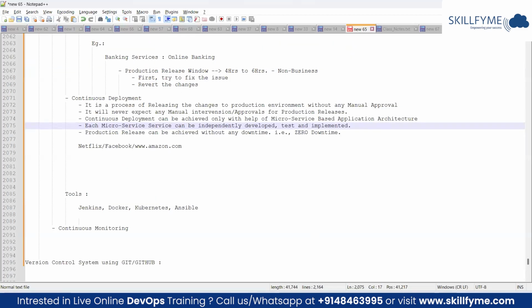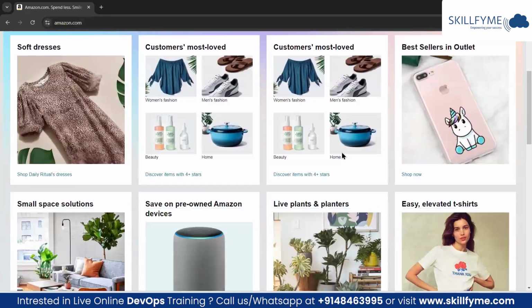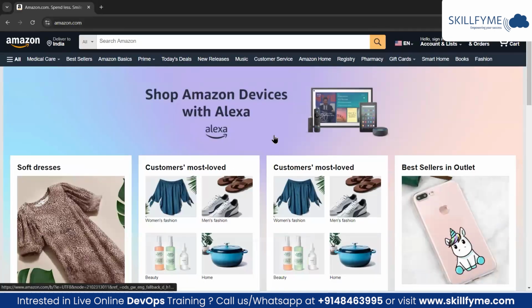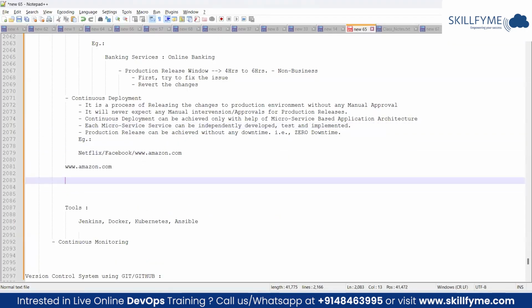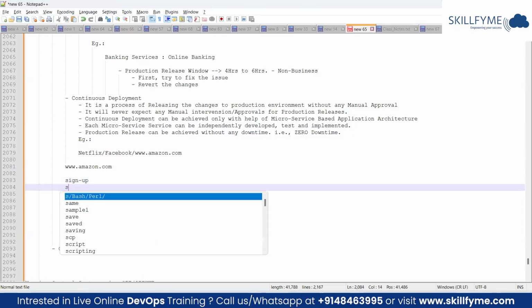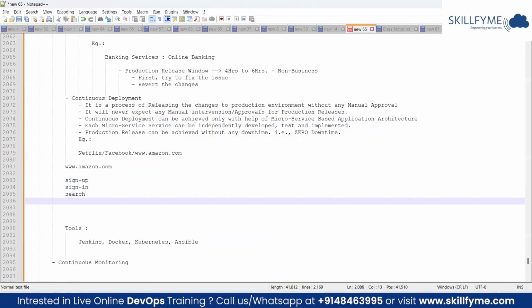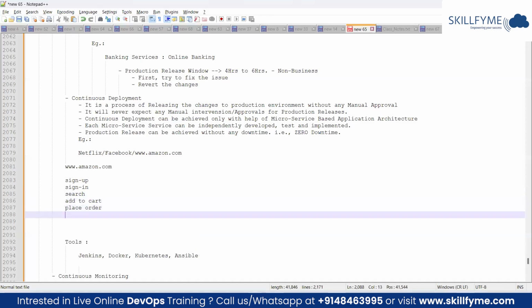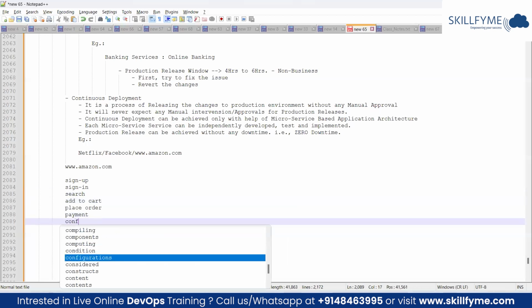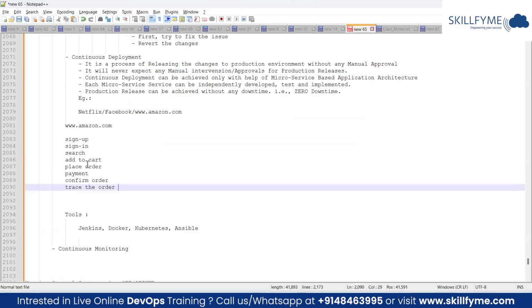Even if you look here at Amazon.com, this is my Amazon website. As an end user, what are all the activities I can perform on this site? Just as an example, as a customer, I can perform user login, or sign up, and then sign in. Once sign in is successful, I can search for a product, do some window shopping, add the product to cart, place the order, make a payment, confirm the order, and track the order. All these activities I can perform as an end user.